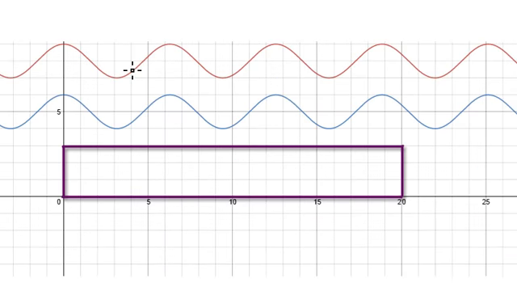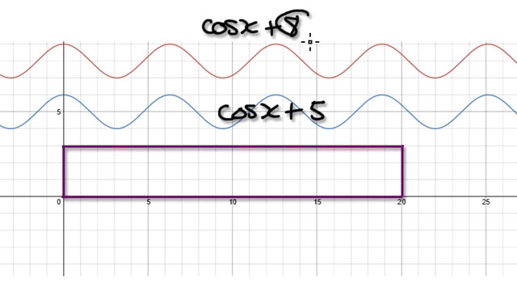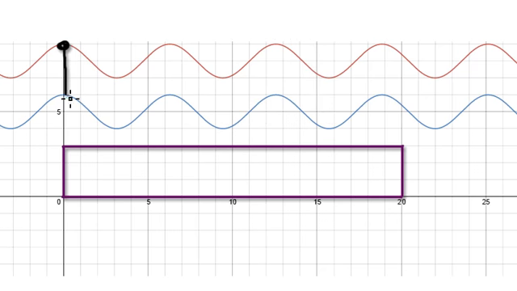In one of the early videos a long time ago, I gave you a graph like this, where the equation for this line here is cos x plus 8. And for the blue line, it would be cos x plus 5. So the difference between the two is 3. So this height here will be 3.